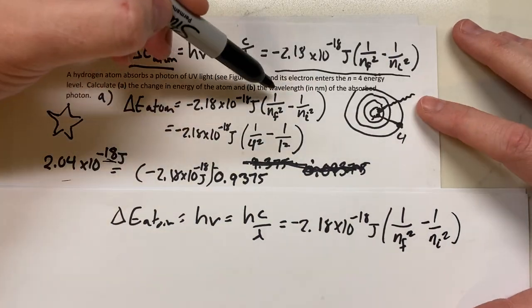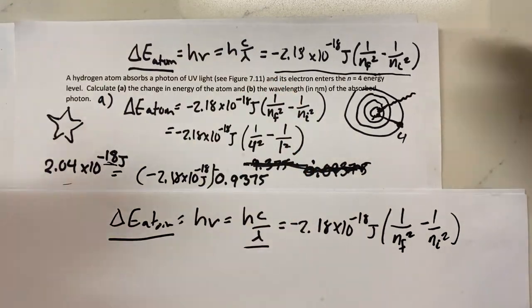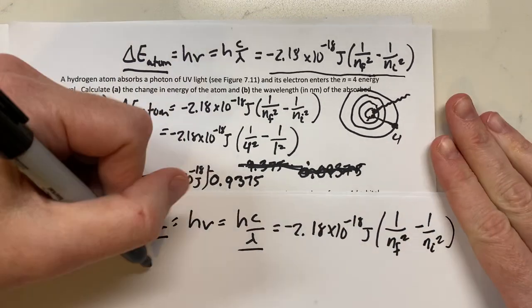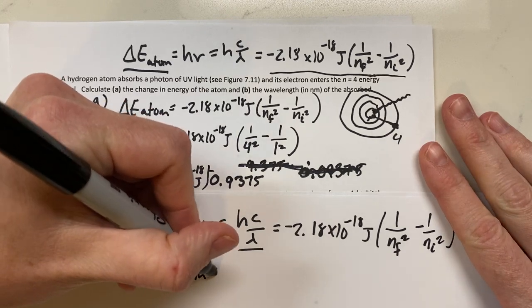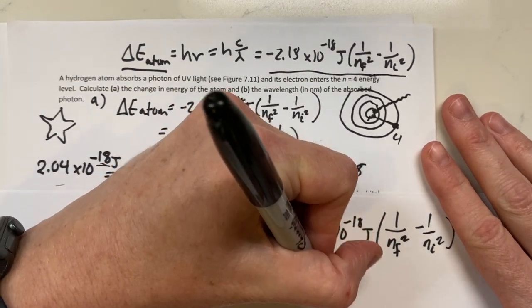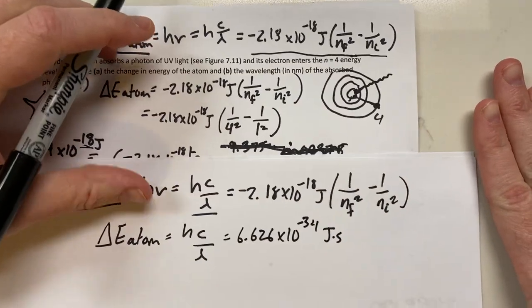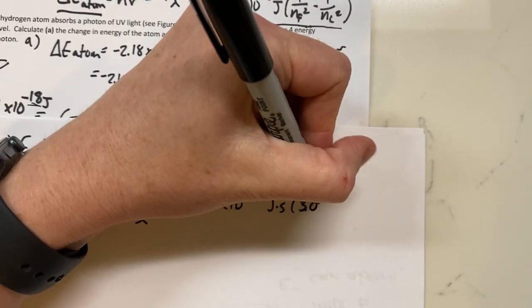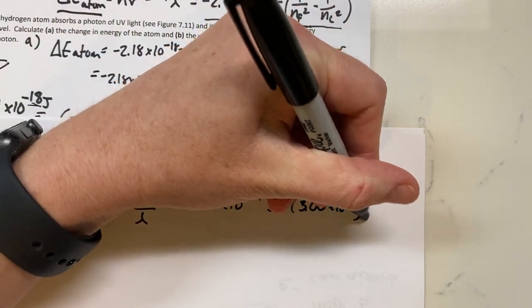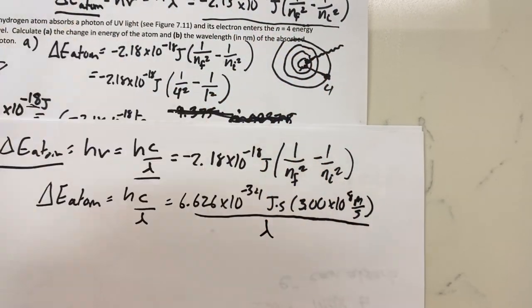And now it's asking us to find wavelength. Well, we already know the change in energy of the atom now. We just don't know wavelength. We could choose a variety of different things, but this is probably the easiest thing to do. Delta E atom, which we already calculated, is equal to hc over lambda, where h is 6.626 times 10 to the negative 34 joules times seconds, times c, which is 3.00 times 10 to the 8 meters per second, all divided by lambda, which we're solving for.